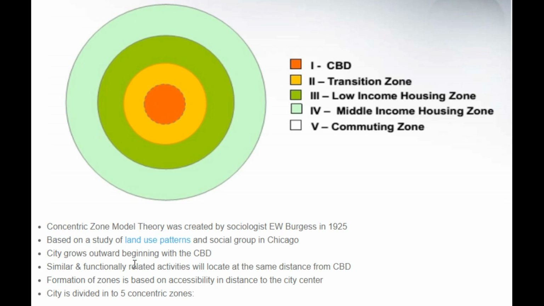Hello friends, today we are going to discuss the concentric zone model theory and its limitations.